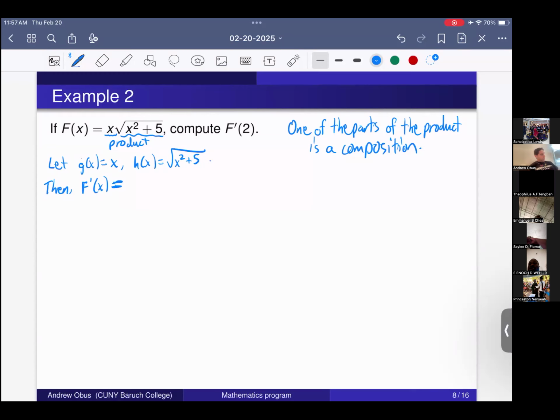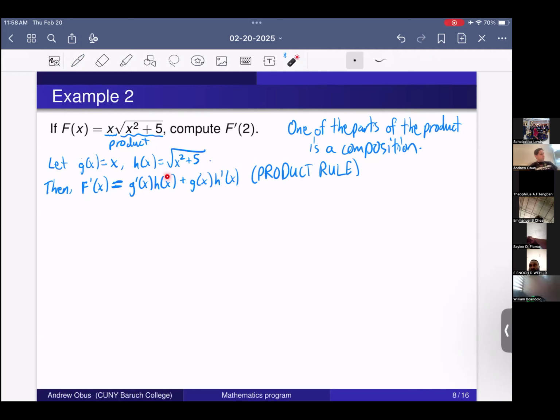Let me just recall the formula just because people maybe haven't seen the product rule in a while. Remember that f prime of x can be written as g prime of x times h of x plus g of x times h prime of x. This is the so-called product rule. You differentiate one and hold the other constant, and then you do the same thing in reverse.